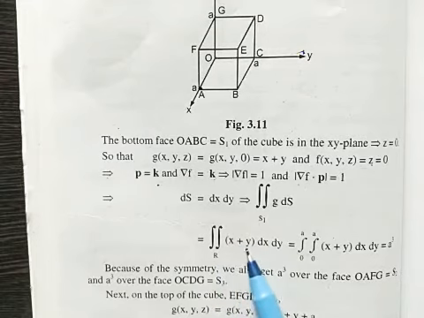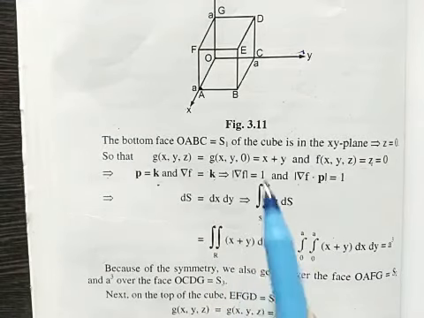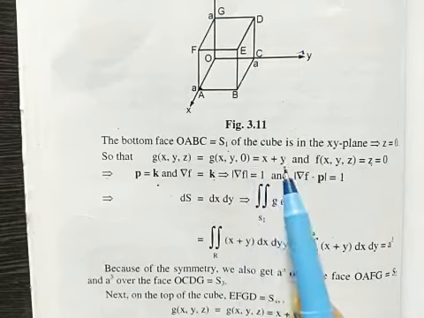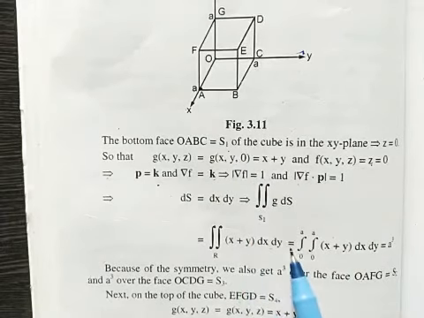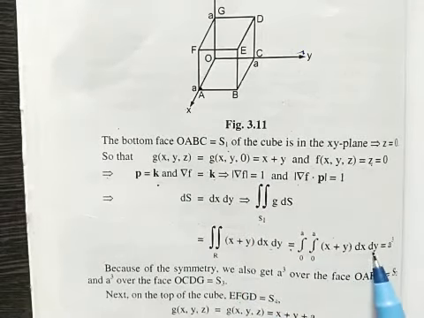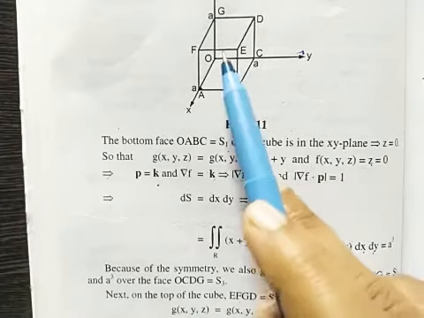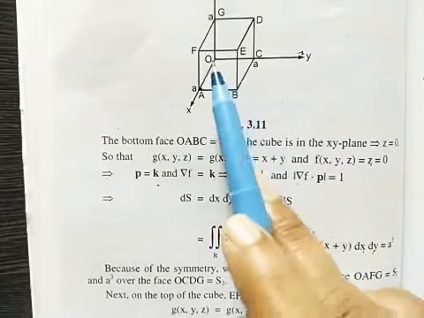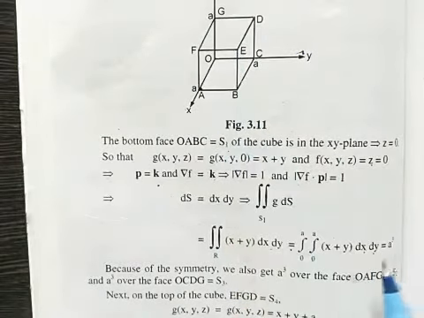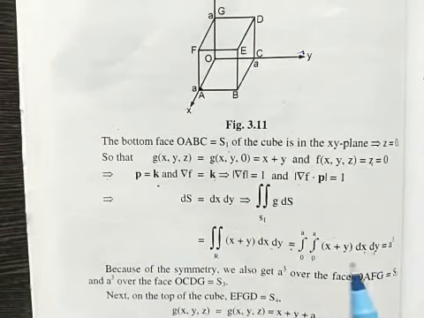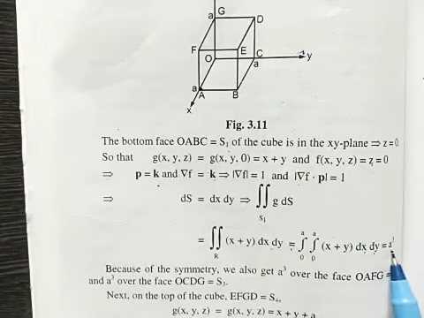What is function g? For this surface S1, the function is x plus y, so x plus y dx dy, where x varies from 0 to a, y varies from 0 to a, because it is a cube. Okay, from 0 to a, 0 to a, so x and y will vary from 0 to a. After solving this, we will get the answer as a cube.